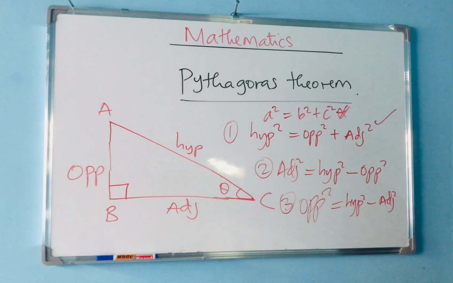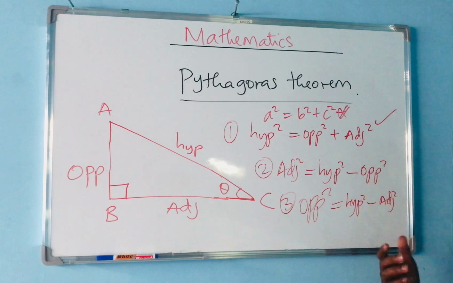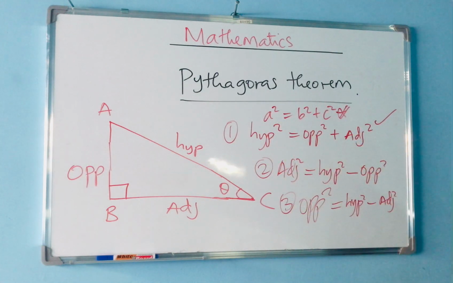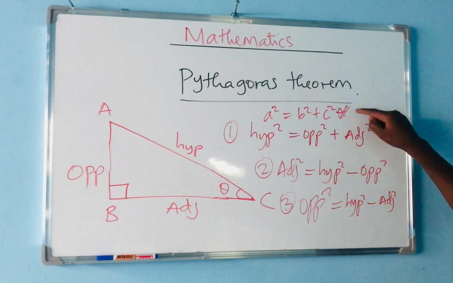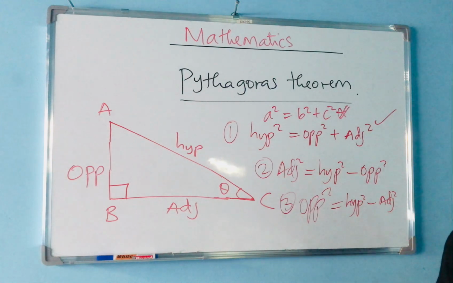So if we know these formulas, the Pythagoras equation or the Pythagoras formula, we can go ahead and look at some examples. How do we use these formulas that we have here? Bearing in mind that these two, you can derive them from the main one that we have here. So let's look at the first example.